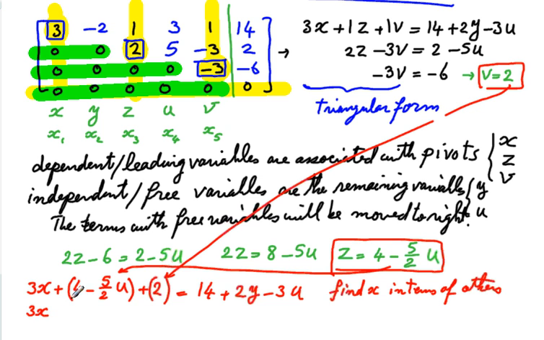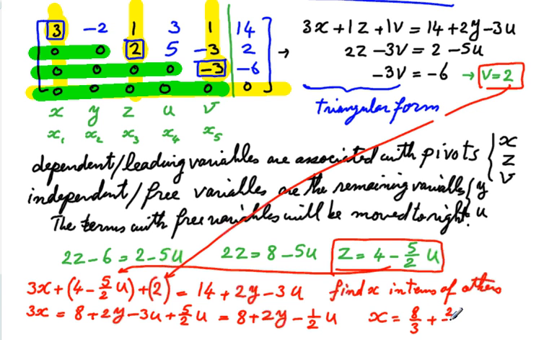3x. So 4 and 2 is a 6. I move it to the right. What's going to be left then? 8. Very good. And then all that is left, I have a 2y still. I have 2y. Minus 3u. Minus 5 halves goes to the right and becomes what? Plus 5 halves of u. I need to clean up a tad bit. 8 plus 2y. And what's going to become out of that? Negative 1 half of u. So minus 3 plus 5 halves makes negative half. So finally, what is x? Yeah, we are just going to divide everybody by 3. So that becomes our x.